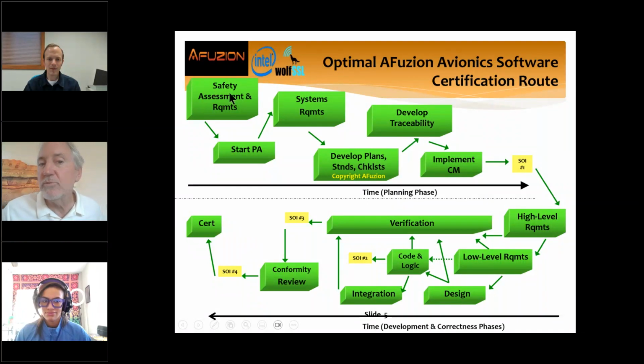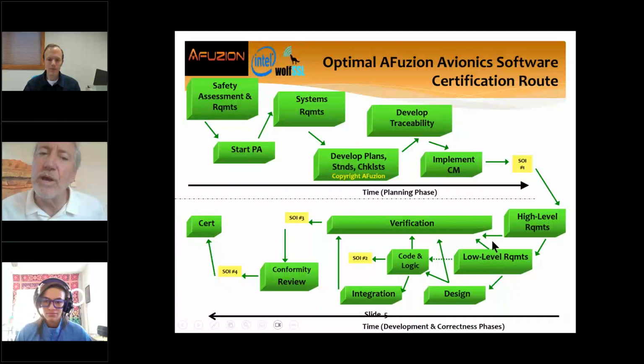You develop traceability from safety to system, down to CN, configuration management, and your first stage of involvement, your building plan approval. Now you can build. Here's where we come in with the high-level requirements, overlapping with low-level design architecture. Implement the code. SOI 2, did you do that?